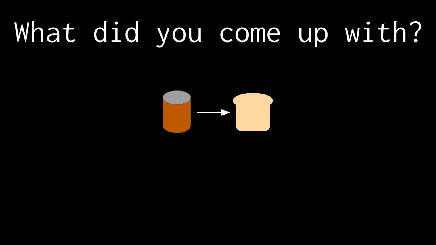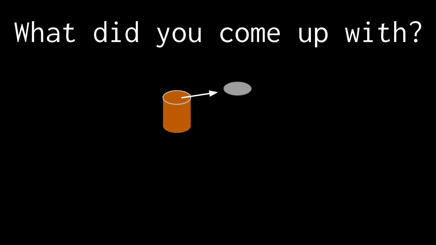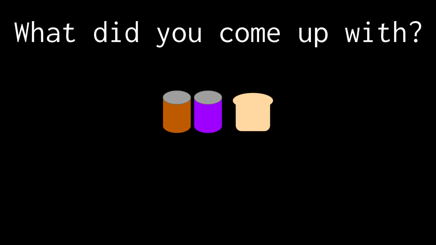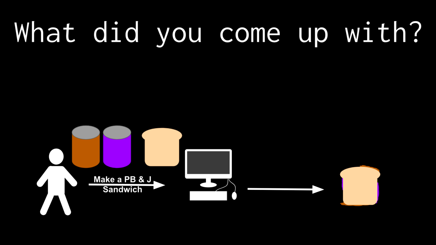What was your first instruction? Was it to put the peanut butter on some bread? Was it to unscrew the lid of the peanut butter jar? Or how about simply gather peanut butter and jelly and bread? Well, surprisingly enough, there is no wrong answer. Even simply saying, make a peanut butter and jelly sandwich, could be the only instruction a computer needs in order to make a peanut butter and jelly sandwich.